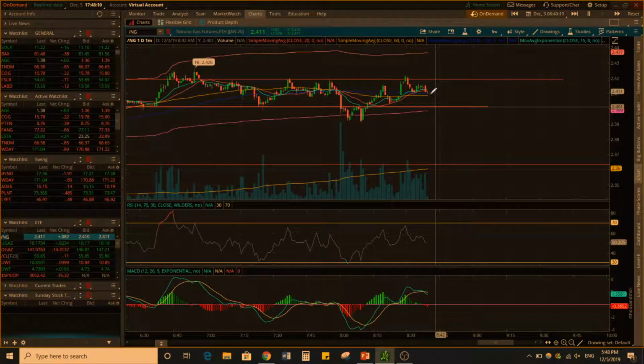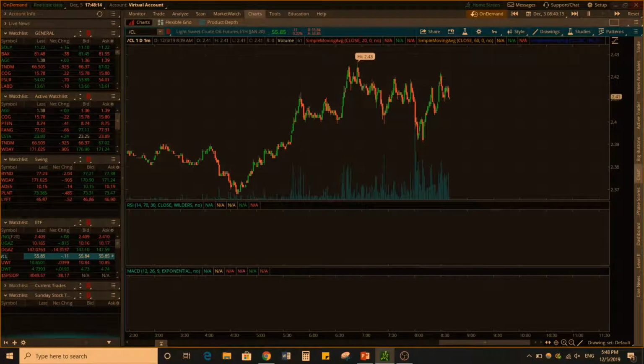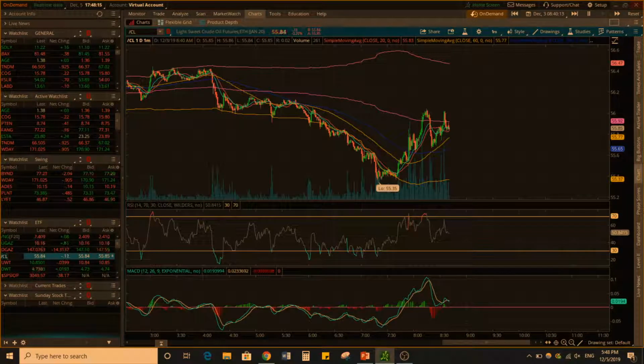Let me look back at CL. At this point, the trend setting line is showing a slight upward slope. However, it's in the bottom part of the VWAP. So that's why I don't really like this pattern.